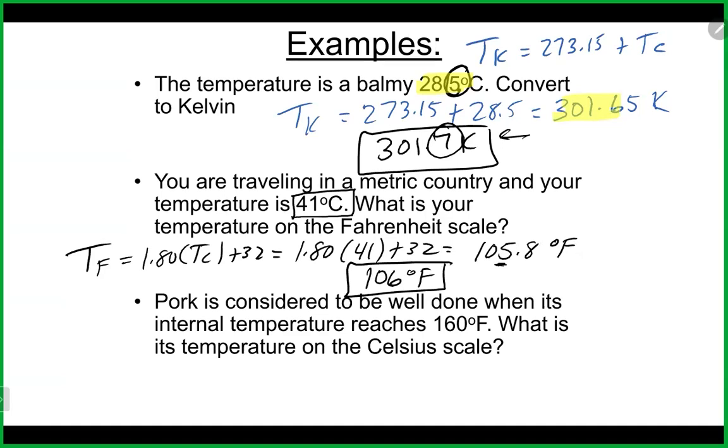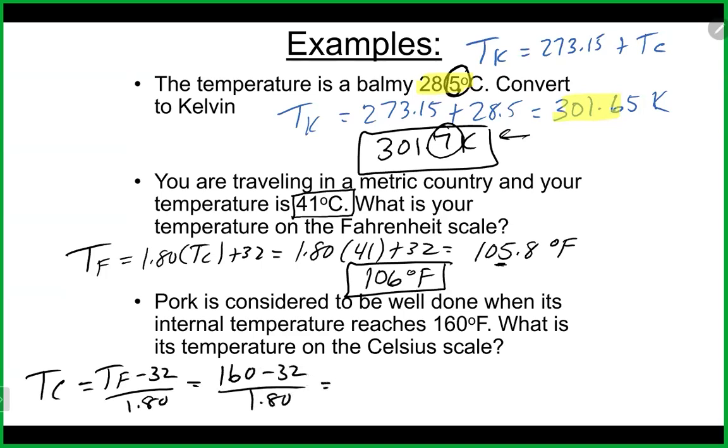All right, looking at the last one, we have Fahrenheit to Celsius. So temperature in Celsius is going to be our temperature in Fahrenheit minus 32, divided by 1.8. So we're going to take 160, minus 32, hit equals, divided by 1.8, or 18 if you miss the decimal. 1.8, that's better. And that's going to give you on your calculator 71.111, a bunch of ones.